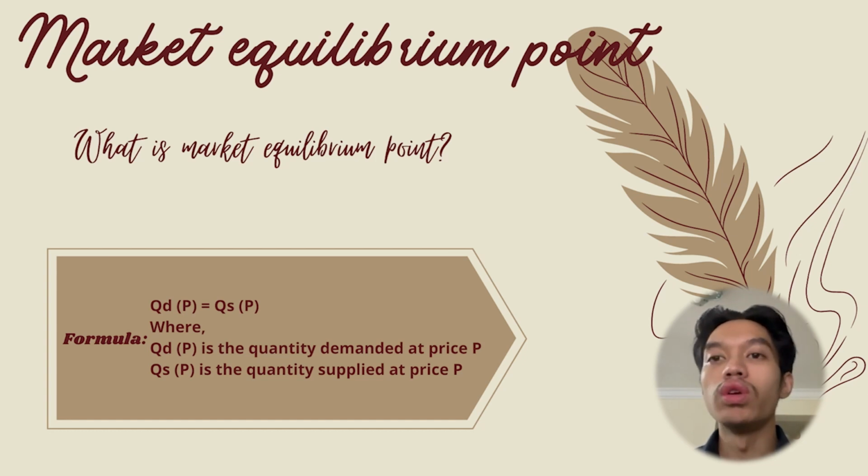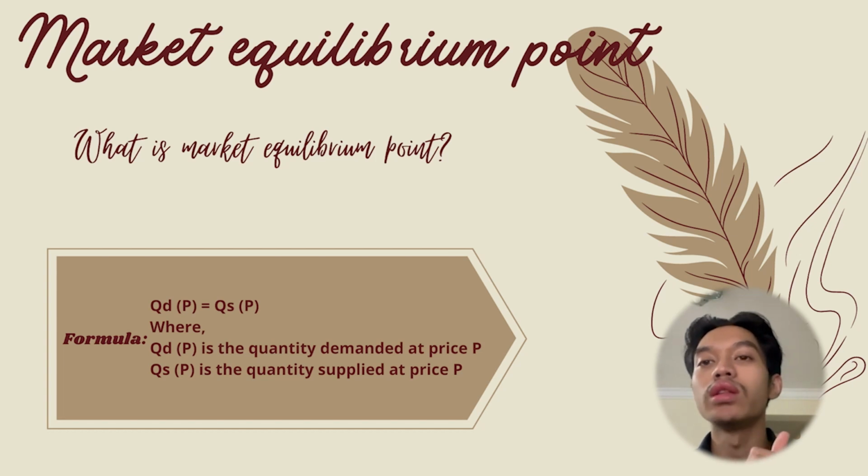According to economic theory, the price of a product in the market is determined at the point where the forces of supply and demand meet, and the point where the forces of demand and supply meet is called the equilibrium point. The formula for market equilibrium is QDP equals QSP, where QDP is the quantity demanded at price P, and QSP is the quantity supplied at price P.